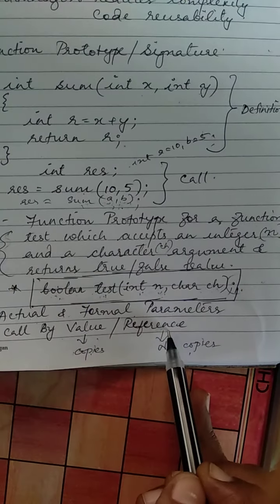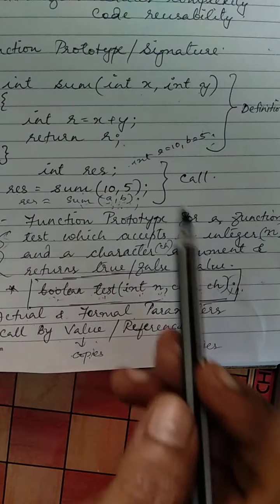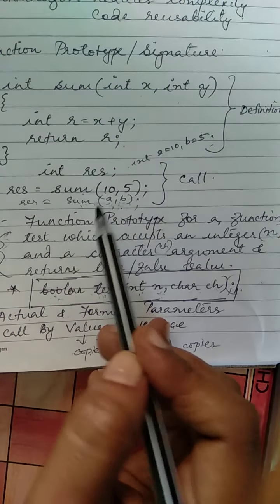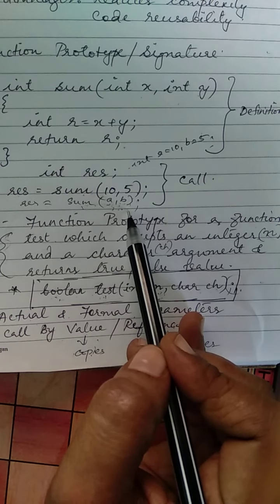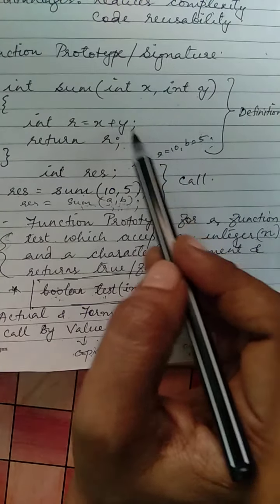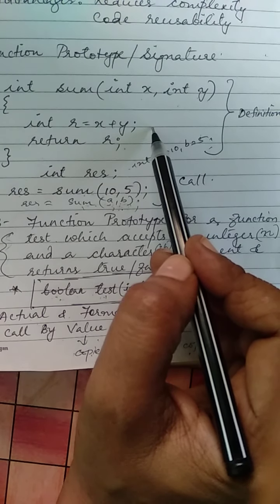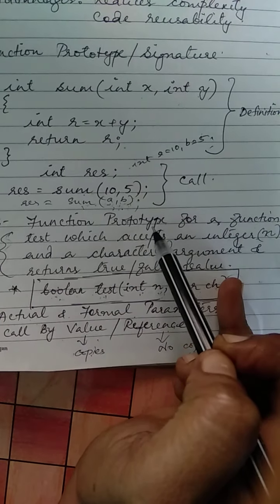Okay. Now what about call by reference? In call by reference, when the parameters are passed from function call to definition, no copies of parameters are created, and so all the changes take place in the original copies. Okay. So the original copies will be affected.